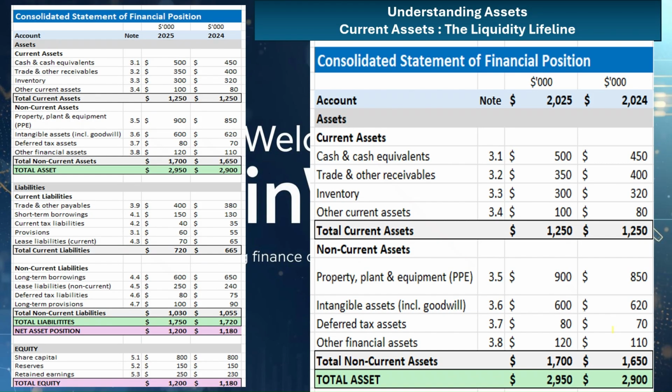Current assets are the liquidity lifeline. Current assets represent resources the company expects to convert into cash within 12 months. These assets fuel day-to-day operations and meet short-term obligations.